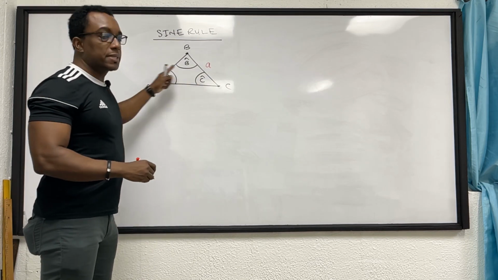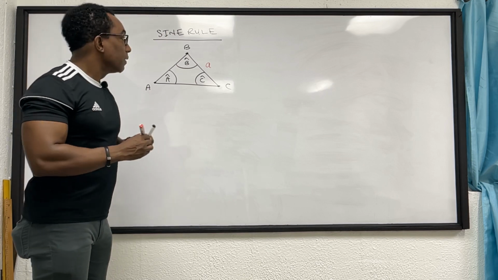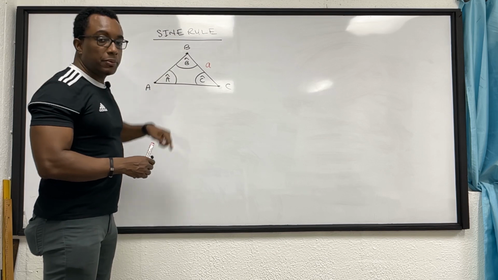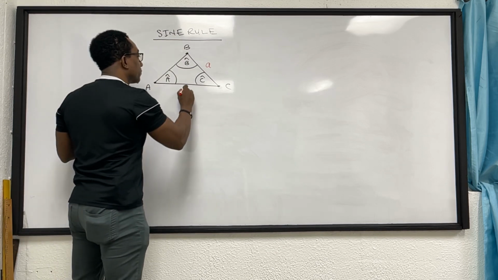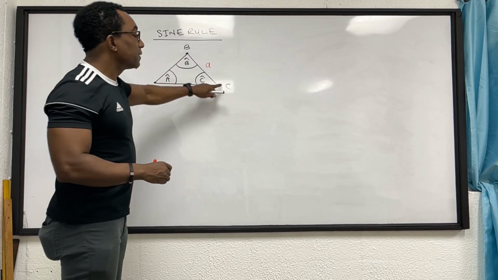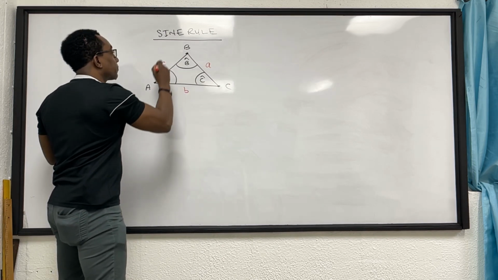So the side opposite to the vertex, we use the common letter. So if this is vertex B, the side opposite to vertex B, we're going to label that lowercase b. And if this is vertex C, the side opposite to vertex C, we call it lowercase c.